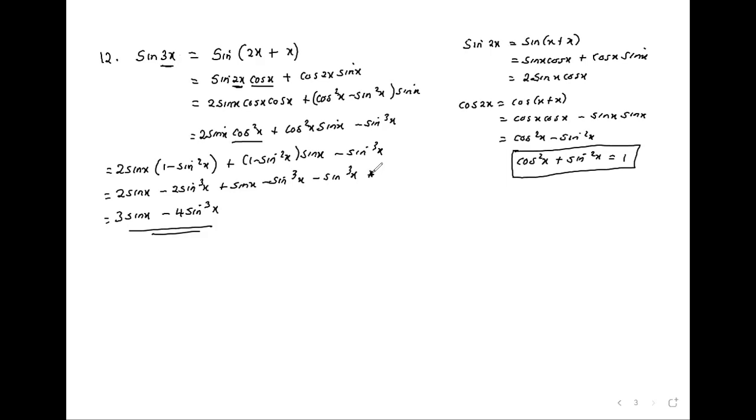Yes. So here you're just adding like terms. Since you have sin x here and sin x here, you add the coefficients, 2 plus 1, 3. Since you have sin cubed x here, here, and here, you add the coefficients: minus 2 minus 1 minus 1. So you get minus 4.